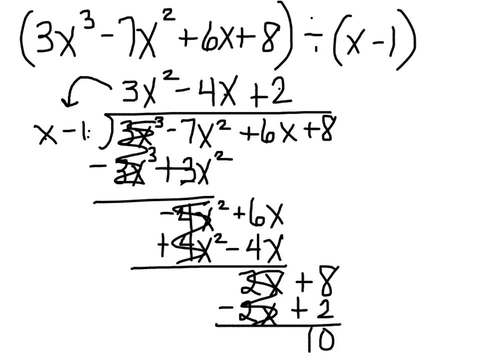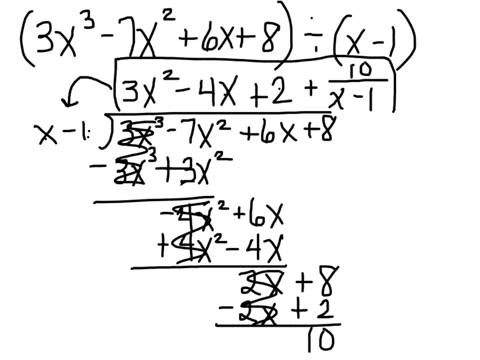No. If the divisor, the number on the outside, has a higher exponent than what's left over, you're done. That leftover is the remainder. So remember what I just showed you about a different alternative way of writing the remainder? We're going to write it as plus 10 over x minus 1. Where's the x minus 1 from? The outside, the divisor. Right. So 3x squared minus 4x plus 2 is the quotient. 10 is the remainder. And x minus 1 would be the divisor. That's what you're doing today.